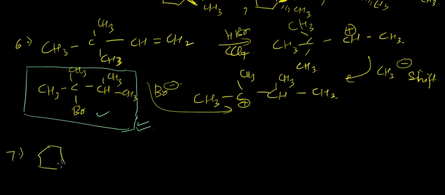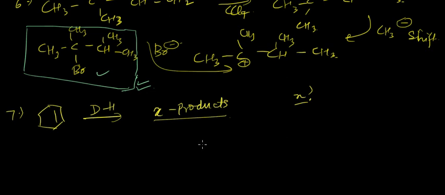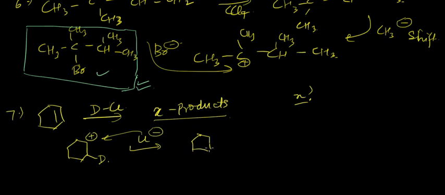Here we have this, and if we react it with DCl, it will have, let's say, X number of products. So the question is, what is X? I beg your pardon, let's make it DCl. In this case, positive charge will come here, and D would be getting attached here. Then Cl minus will attack this carbocation to form something like this. Now you can see there are two chiral centers, so 2 to the power 2 would be the total number of stereoisomers, so X would be 4.